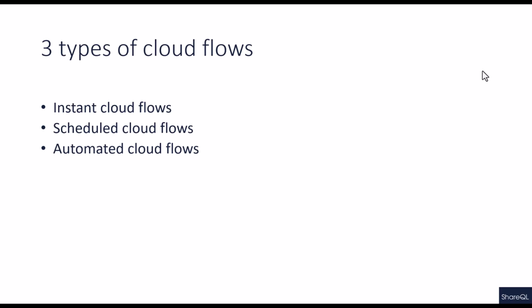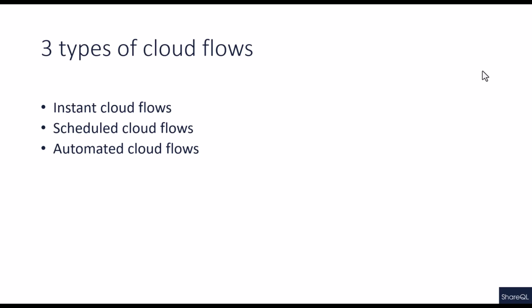There are three types of cloud flows that we can create with Power Automate DPA. The first one is instant cloud flows. Instant cloud flow means that the flow will start immediately. Like you have an application, you press a button on this application and immediately a workflow starts.